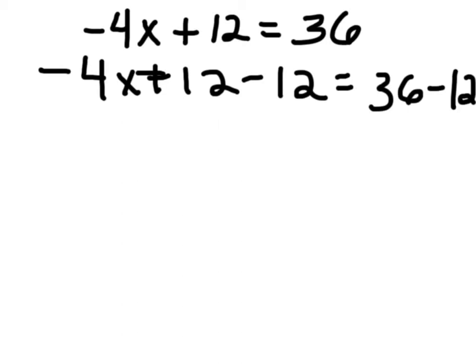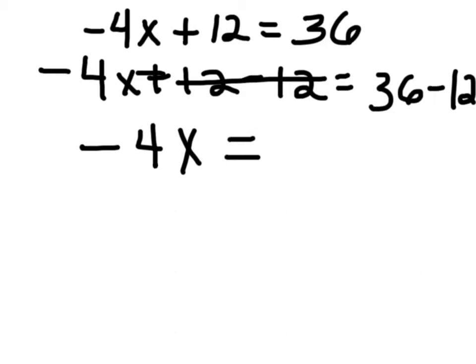Alright, our next example, negative 4x plus 12 equals 36. Notice that the coefficient is negative this time. So I've gone ahead and subtracted the constant 12 from both sides. Here we're still going to cancel out, and I'm going to be left with negative 4x. And then we're going to subtract 12 from 36 and get 24.